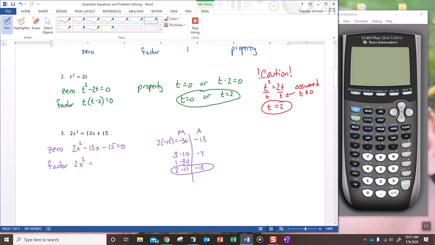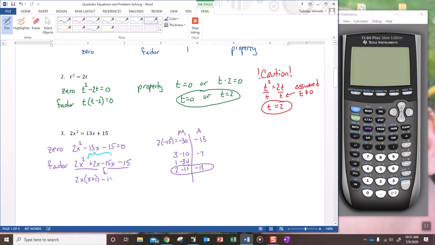2x squared plus 2x minus 15x minus 15. Notice the 2x and the negative 15x make that negative 13x. Now I can take these first two, factor out a 2x. I'm left with an x plus 1. Always use the sign in the middle.